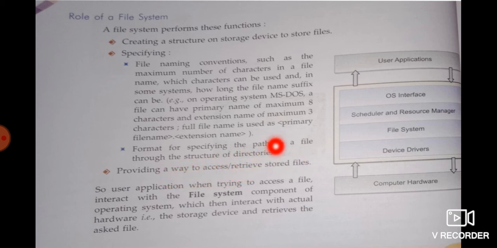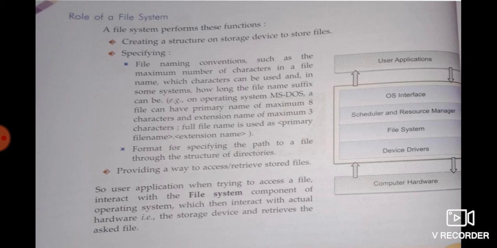Okay, next it has the role to provide a format for specifying the path to a file through the structure of directories. It means when files are saved on a storage device, it specifies the path, like in C drive, in folder 1, in this folder. So the path means the location of your file, whether it is in C drive, E drive, or D drive.